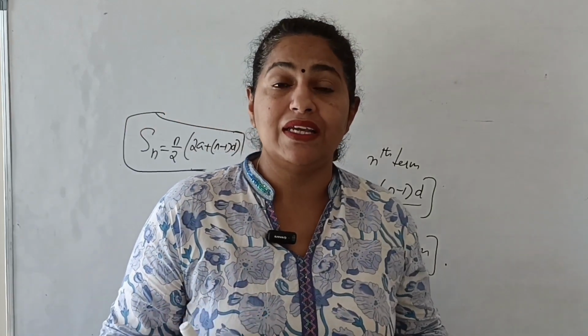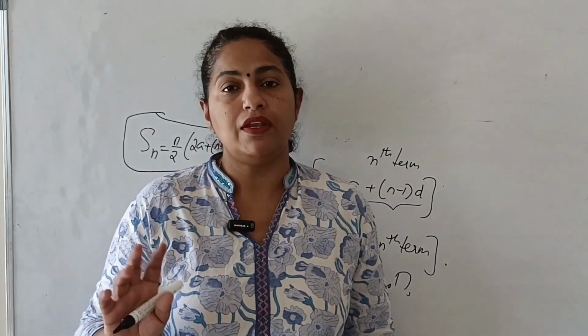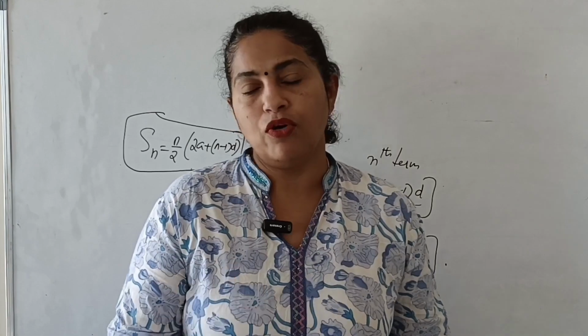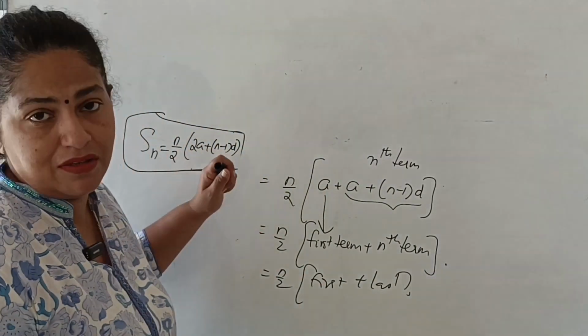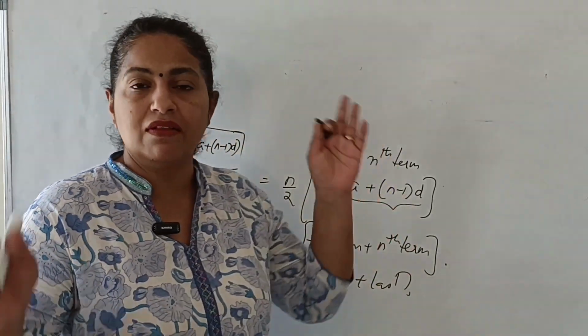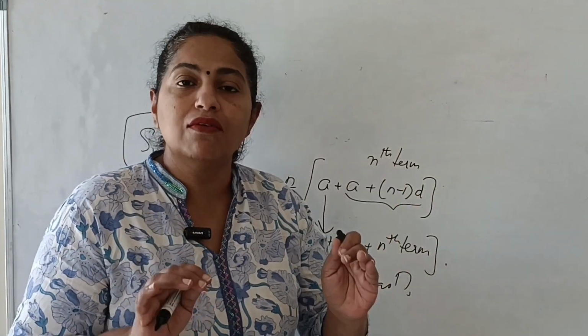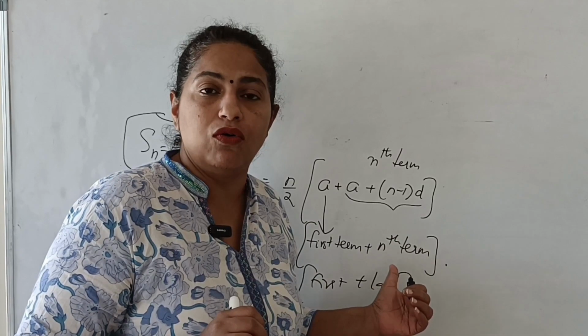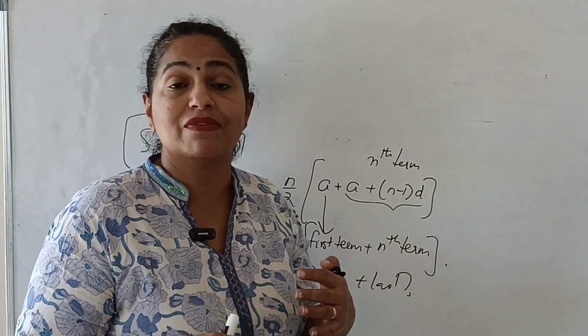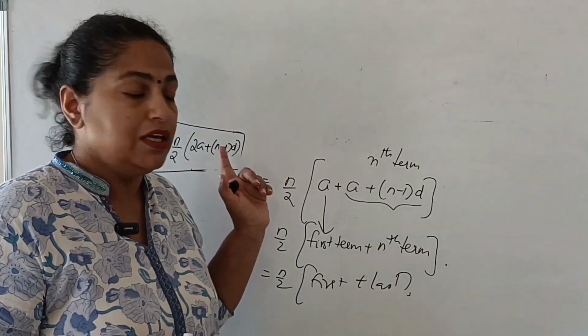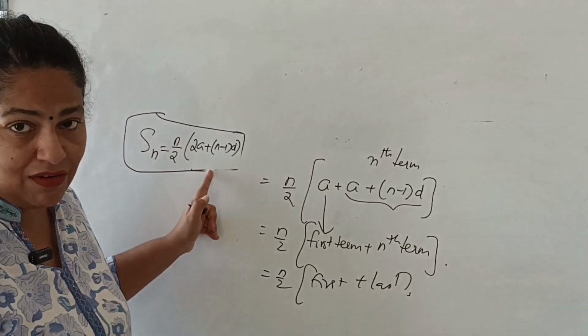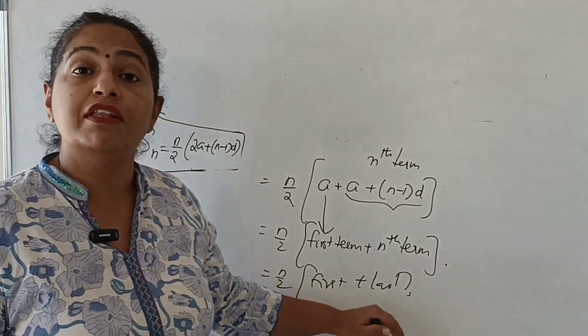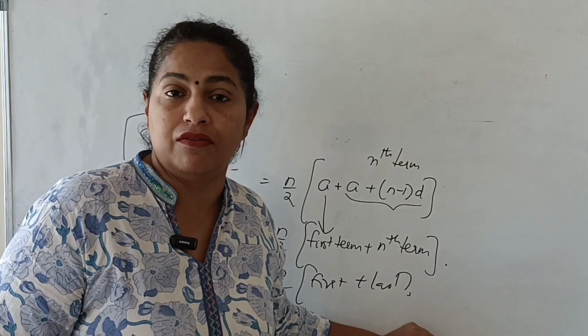Depending upon the data that is given to you in the question, you can use either of these formulas. Almost always I end up using only this particular formula. This formula somehow skips my mind, but I want you to remember this formula because in certain cases this formula becomes the easier one than the other one. So this is the general one, and this you can use when the first and the last terms of an AP are given to you.